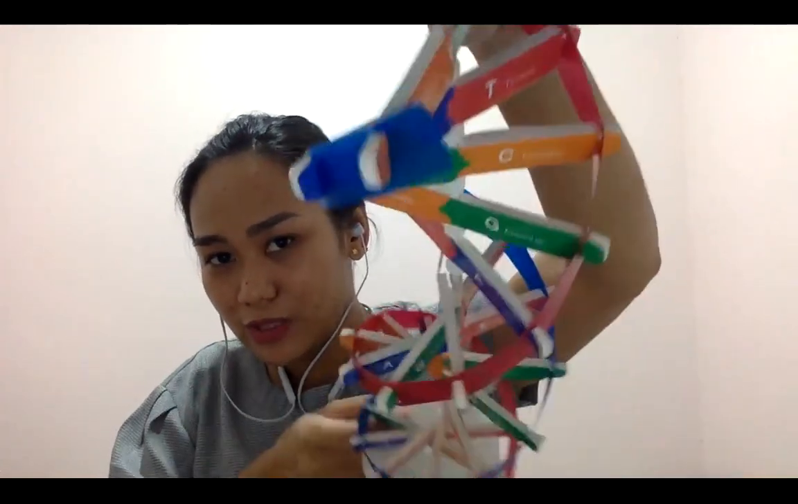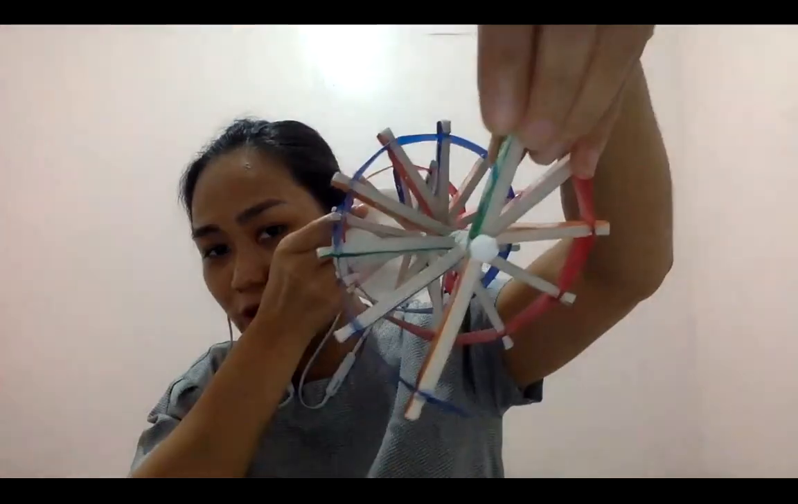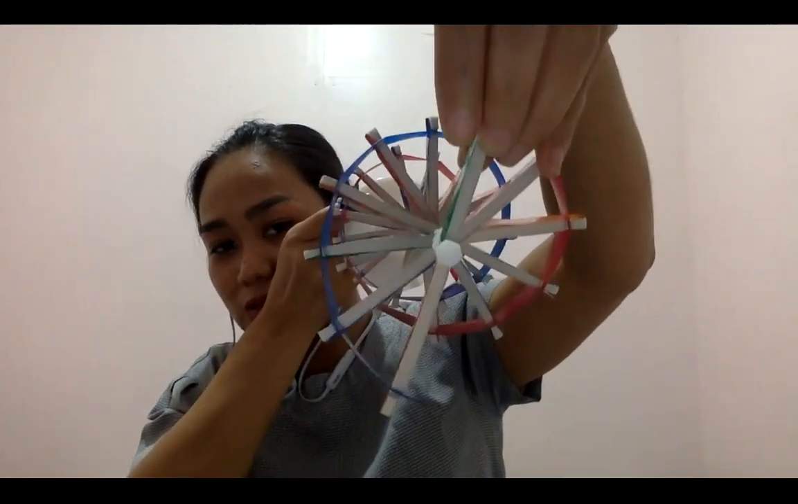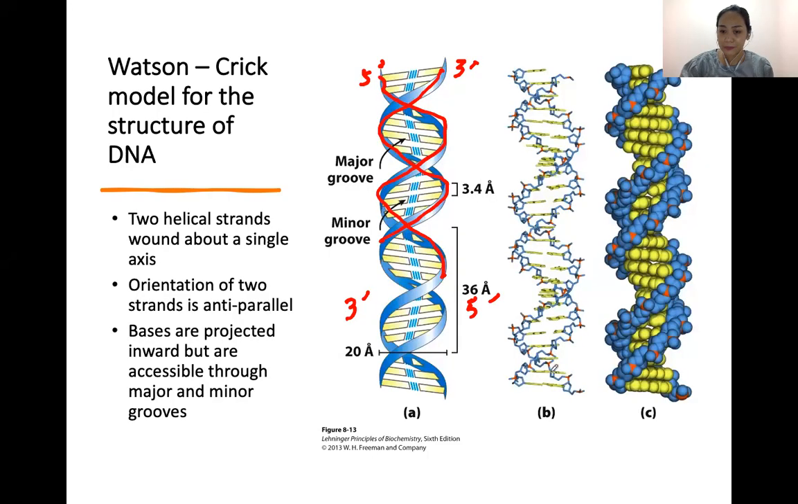So this is a double helix. There's an axis, if you look at it from the top. So there's a single axis in the middle, and you will notice that it's like a twisted staircase or ladder. Okay, so we will go back into this later on. Going back to our PowerPoint.